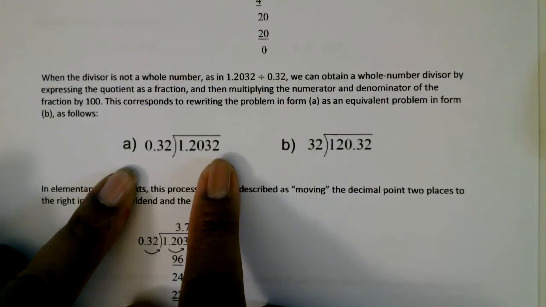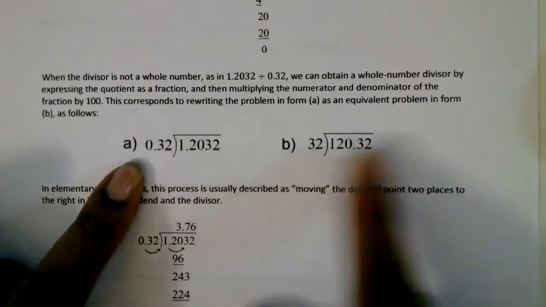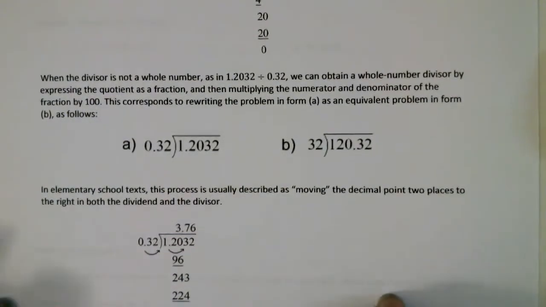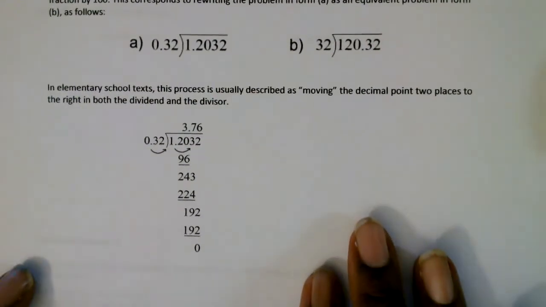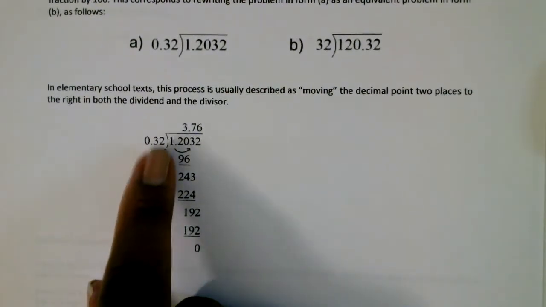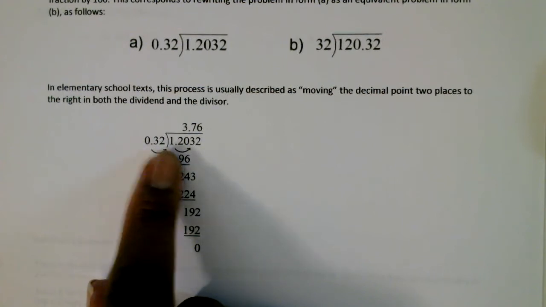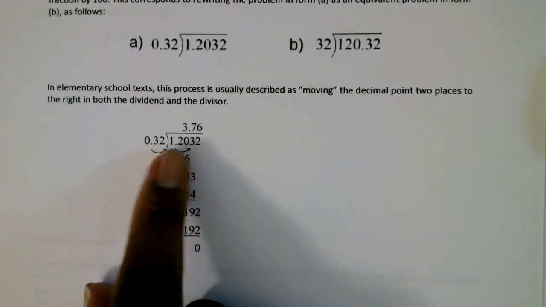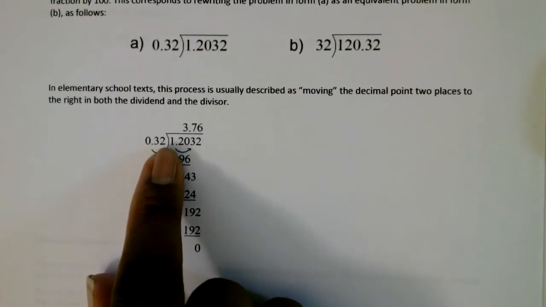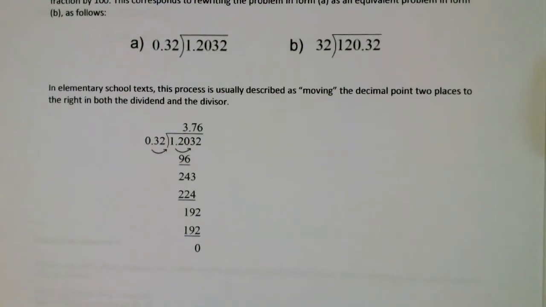Here's the original problem. From this, it will be converted to this. And this is what they did. They moved the decimal point 2 places to the right to make it a whole number. You have to move the decimal point a certain number of places so that your divisor will end up being a whole number. And in this case, they moved the decimal point 2 places to the right. Well, if I'm going to do that, then I also have to move 2 places to the right in the dividend as well. So whatever number of places you move to the right in your divisor, you have to move the same number of places for your decimal point in that dividend as well.